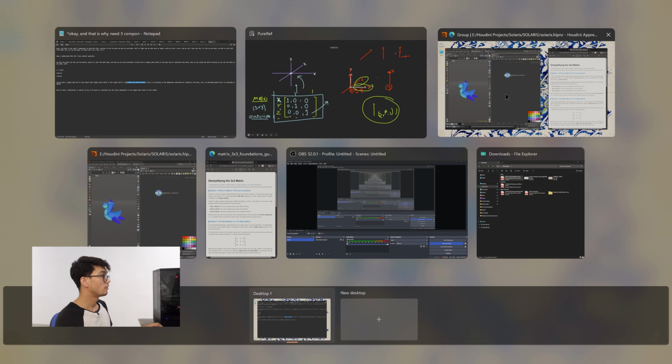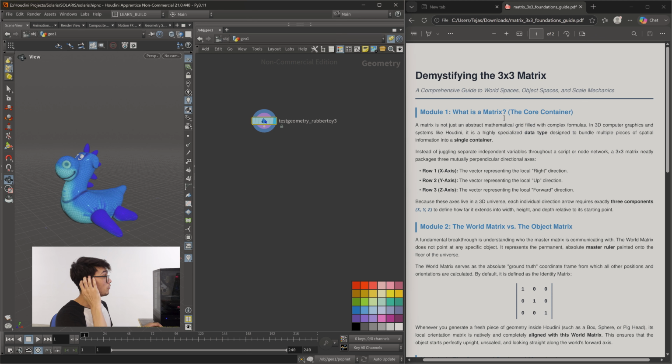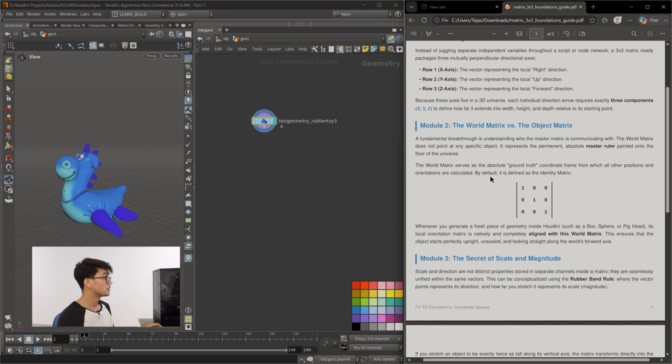Now I will talk about this. What is the matrix? The core container. Matrix is not just an abstract mathematical grid filled with complex formulas. In a 3D computer graphics system like Houdini, it is a highly specialized data type designed to handle multiple pieces of spatial information in a single container. Here the spatial information is these arrow vectors that we have here: row 1 is the x-axis, row 2 is y, row 3 is z. And then the world matrix versus the object matrix.